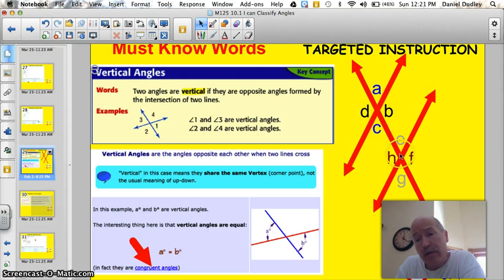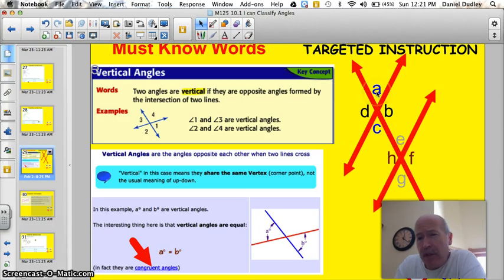Or vertical. The same thing down here. E and G are vertical or opposite angles, so they will be equal. Same with H and F. These are opposite angles or vertical angles, and they will be equal.